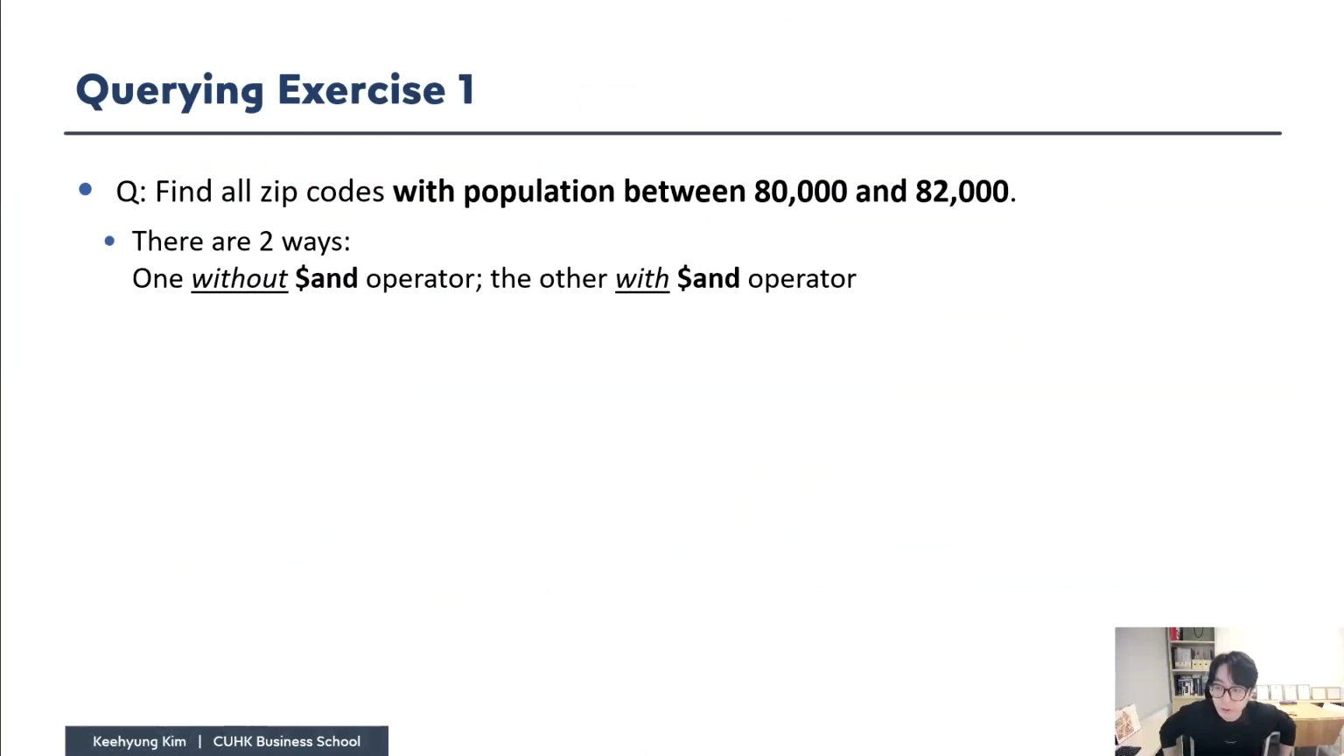So here's one exercise, based on this. The question is: find all the zip code documents with a population between 80,000 and 82,000. We can design this query with the and operator and without the and operator too. It's similar to relational databases. In SQL, when we talked about it, I mentioned that there could be multiple designs of SQL that will give you the same result.